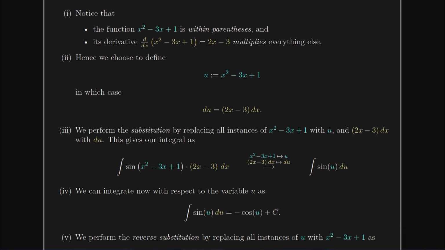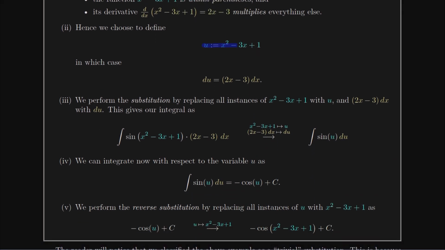So let's actually go through the steps here. There I've labeled u, x squared minus 3x plus 1, and we already know its derivative is what's multiplying things, so 2x minus 3. If I want to think about it as differentials, its du is 2x minus 3 dx. And so I'm going to perform the substitution where this gets thrown in for x squared minus 3x plus 1, so I'm just writing that now as sine of u, and my second term for du is getting thrown in as 2x minus 3 dx, so I'm just going to replace that with du.